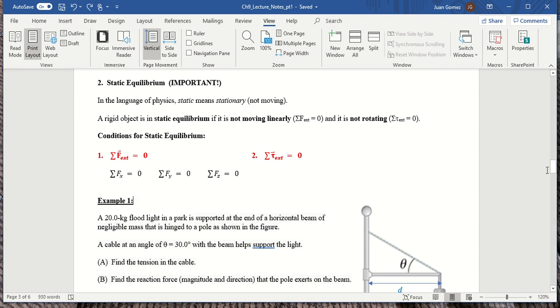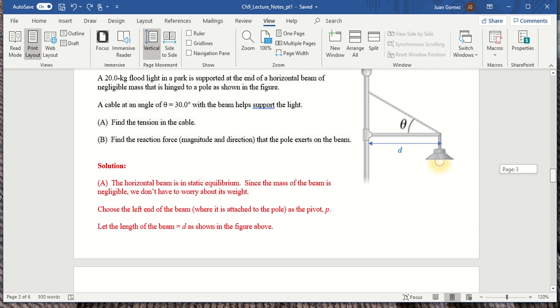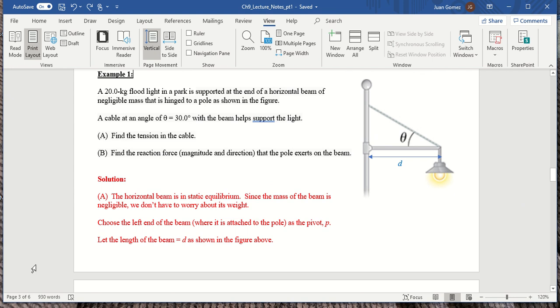Let's look at first a relatively easy example. Here's an example of a floodlight in a park. There's this big, huge light pole in the park, and the floodlight is attached to this light pole by a rod. This rod has a length of d. Or a beam, not a rod. It could be a rod or a beam, it doesn't matter. It's attached to the light pole by this horizontal beam, and the beam has a length of d.